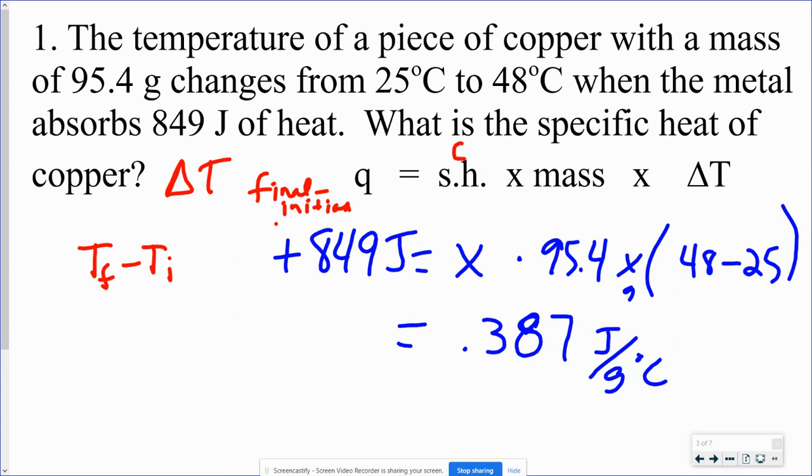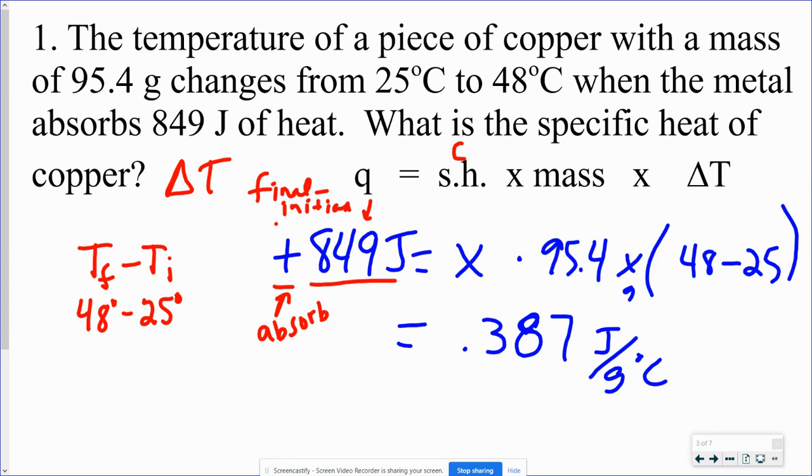So in this one, when it says it's going from 25 to 48, 48 degrees is the final temperature. 25 degrees was the initial temperature. Okay, so it has to be put that way, not 25 minus 48. Final minus initial. What else were we told? We were told how much heat was absorbed. That is Q. Okay, so Q is 849, and it said it was absorbed, which means it's a positive. Okay, if it's absorbed, delta H or Q is positive. If it's given off, then it's negative.